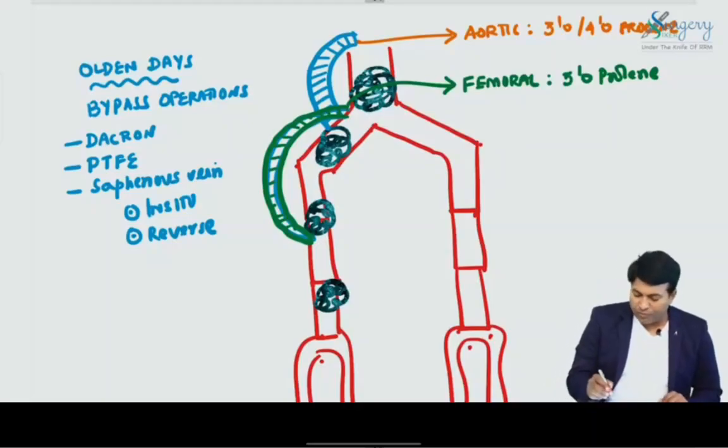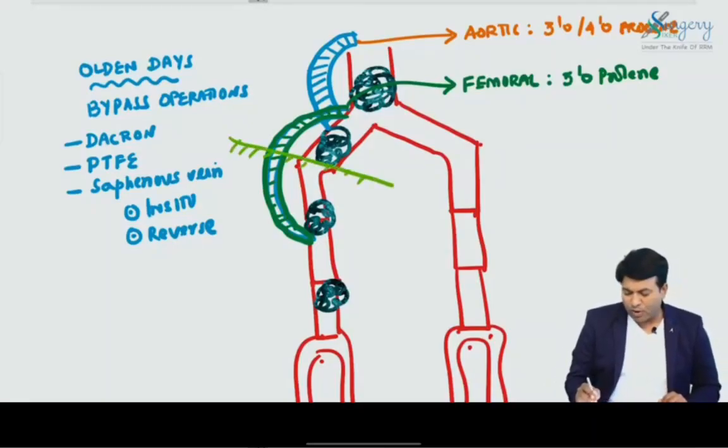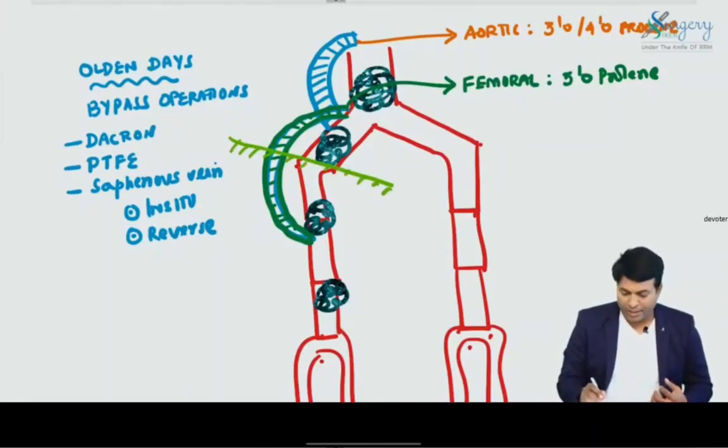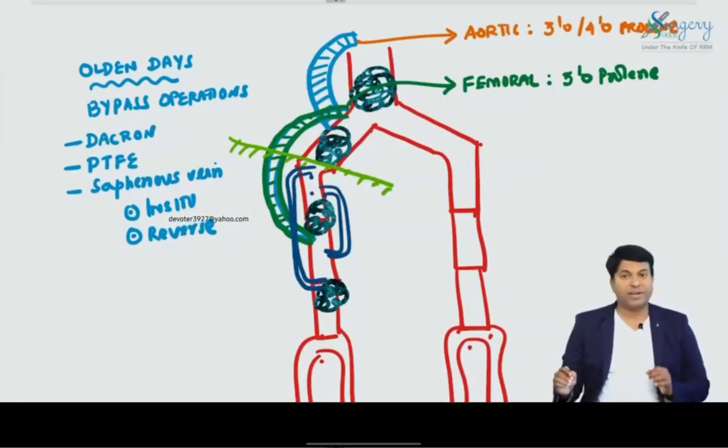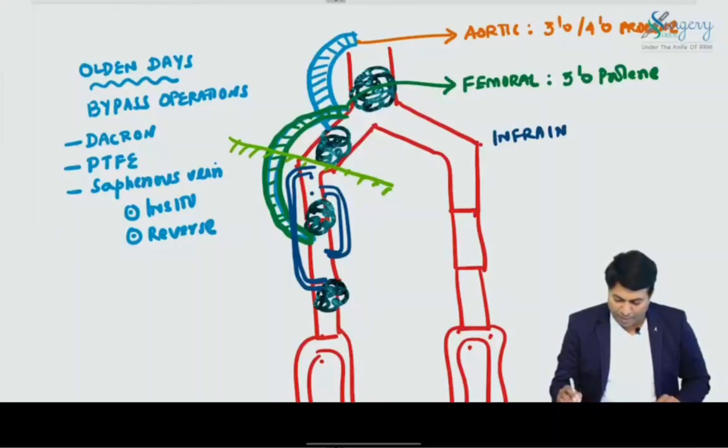And infrainguinal, this is an MCQ. This is the inguinal ligament. If you want to do a bypass infrainguinal, from here onwards, femorotibial or femoropopliteal, we use the patient's own saphenous vein. So please remember, infrainguinal bypass is done with veins.